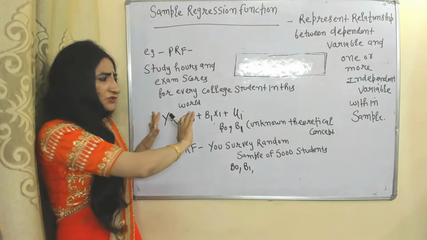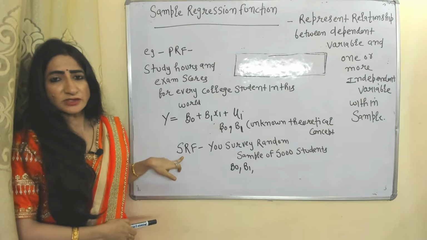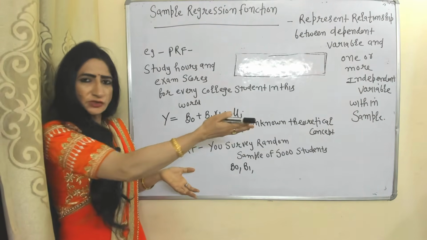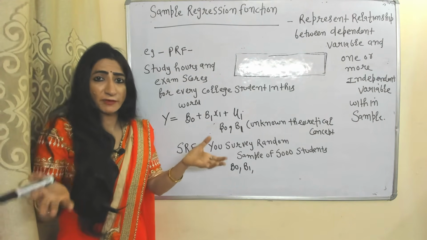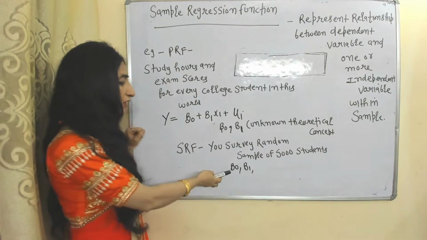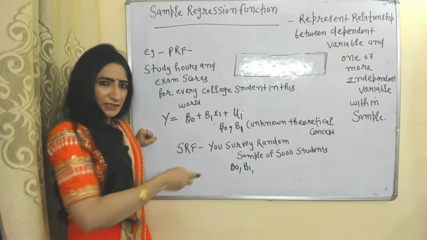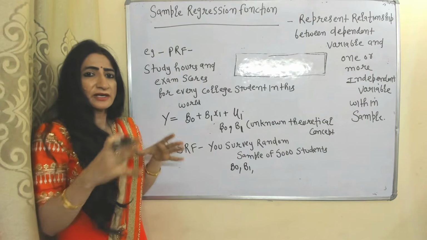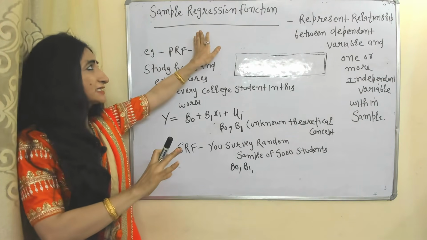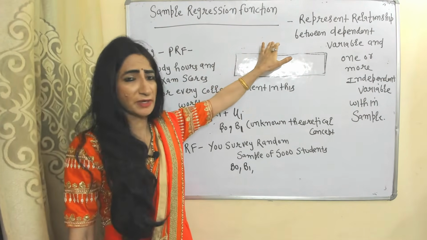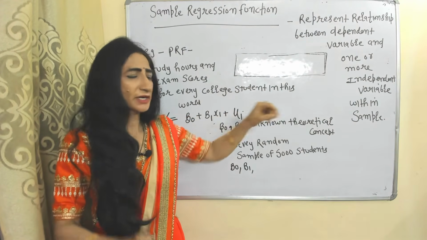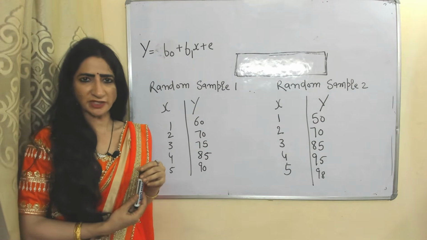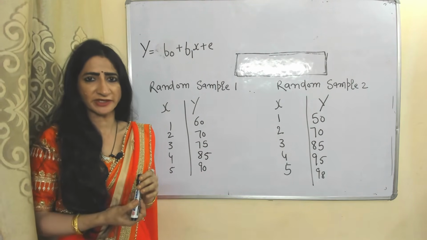So this is just a theoretical concept, but in the case of sample regression function, we take data from random 5,000 students. By taking data from random 5,000 students, we can easily calculate the values of beta 1 and beta naught. That's why this concept is realistic. We can apply sample regression function in real life. So we can say the sample regression function represents the relationship between a dependent variable and one or more independent variables within a sample. Assumptions of sample regression function are the same as we have already discussed in population regression function.